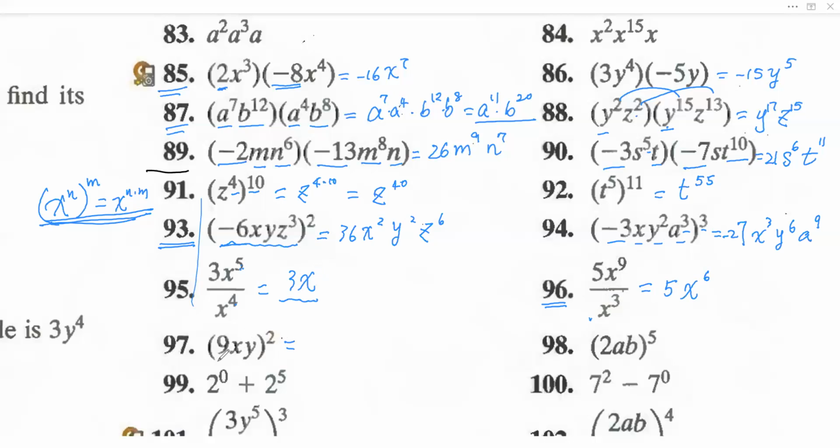97 square, each of the factors square, right? So 9 square, 81, x square, y square, right? All right, these 3 factors, right? So 2 power 5, 32, right? 2 power 5, 32. A power 5, B power 5. All right, see 99. So this is 2 separately. 2 power 0, we know that one learned just earlier, right? 1, 2 power 5, 32, right? So you got a 33. Same here. Here is the 49. Here is 1, right? So you got 48.